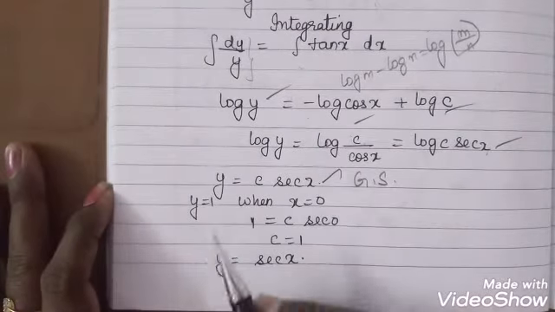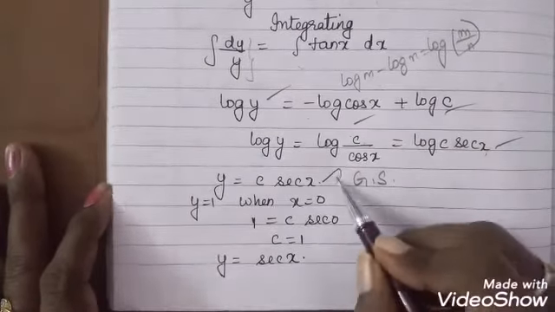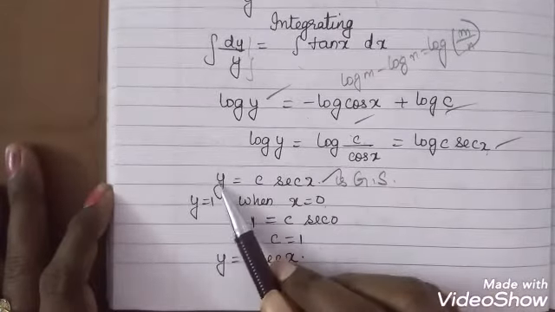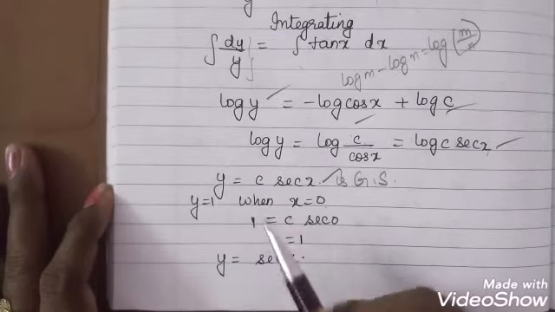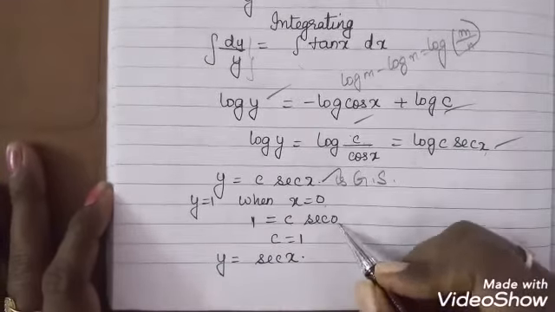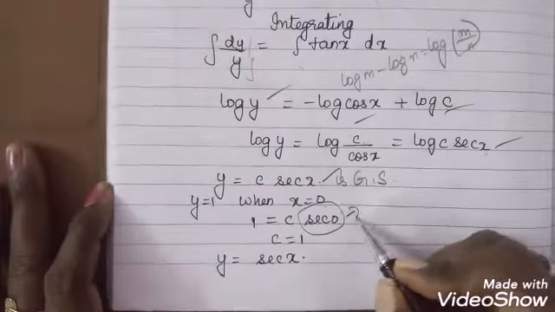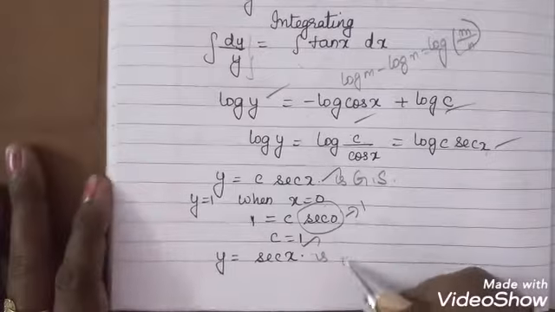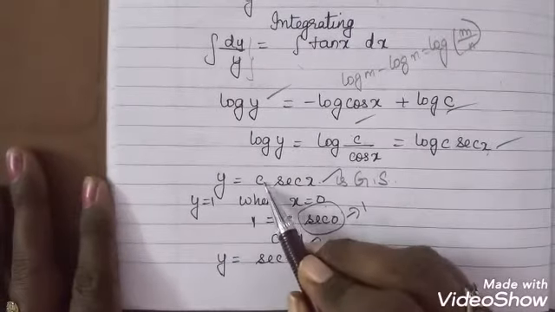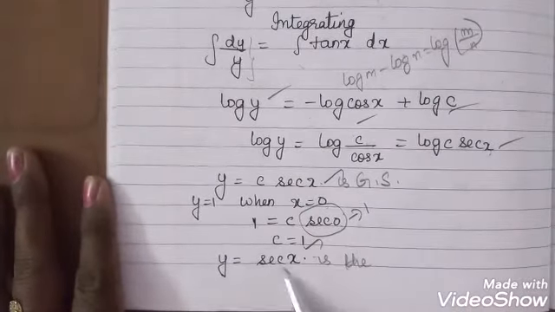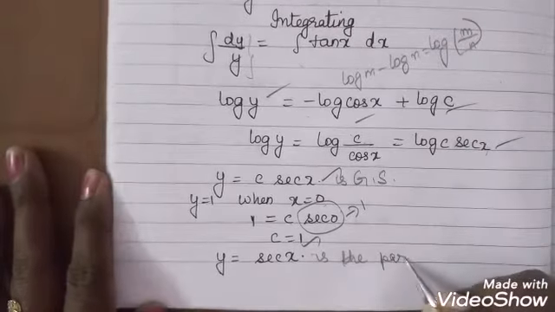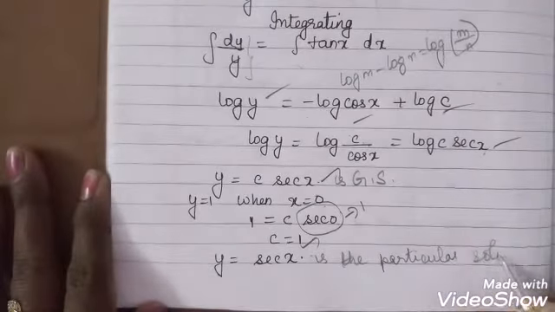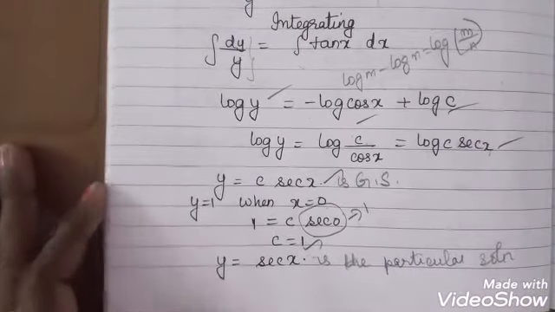Now you will have to find the particular solution. What is the constraint you get here actually? y is equal to 1 when x is equal to 0. So substitute it here. y equal to 1. 1 is equal to c into secant 0. What is your secant 0 equal to here? It's nothing but 1. Okay, so you will get your c is equal to 1. So what is the particular solution here? When I substitute it in the general solution, you will get y equal to secant x. So this one we call the particular solution. Okay, so y is equal to secant x, we call it a particular solution.